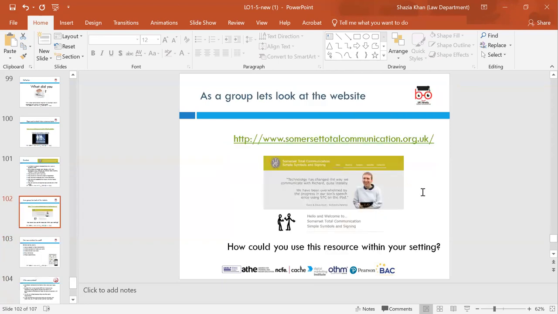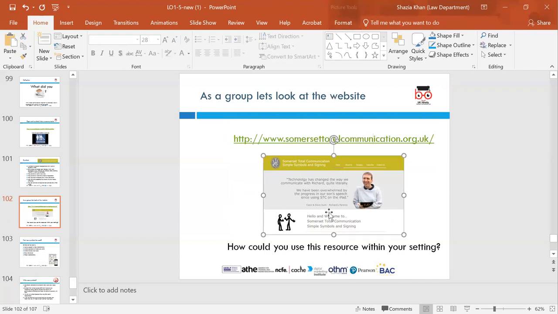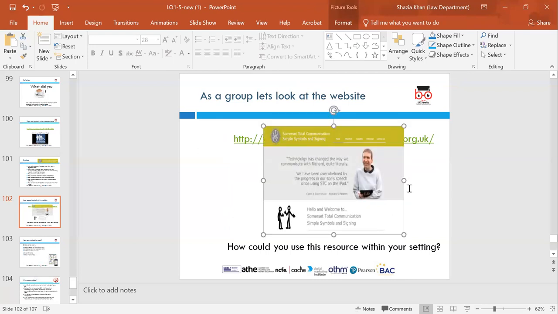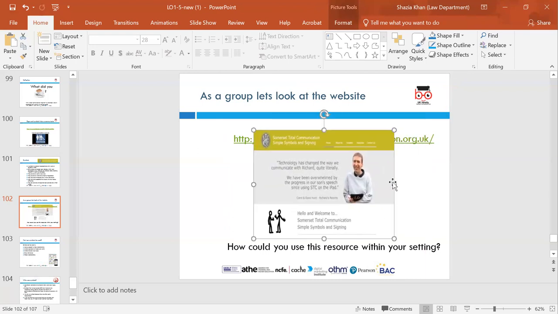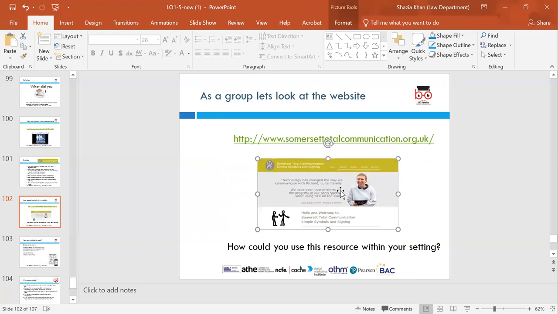As a group, let's look at the website, and this is a website on how you could use this resource within your setting. It's called Somerset Total Communication, and it looks at the issues around different communication and how this could help within our communication, in regards to what we could use this resource for in a setting. So the link is there for you to go on.